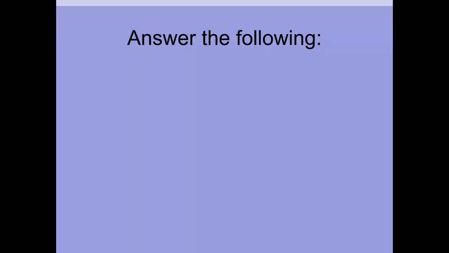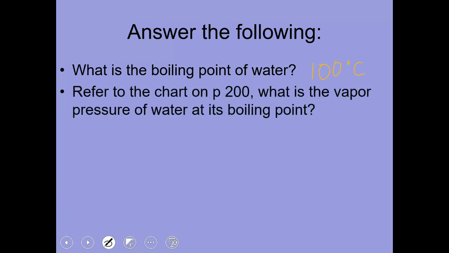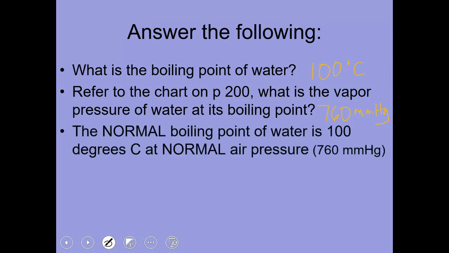Now, one of the things I wanted you to look at very quickly: what's the boiling point of water? You guys know that's 100 degrees Celsius. Refer to the chart on page 200. What's the vapor pressure of water at its boiling point? Do you notice that it's 760 millimeters of mercury? That ought to look a little familiar because we learned about that at the beginning of the unit, that is normal atmospheric pressure. The normal boiling point of water is 100 degrees Celsius when air pressure is 760.